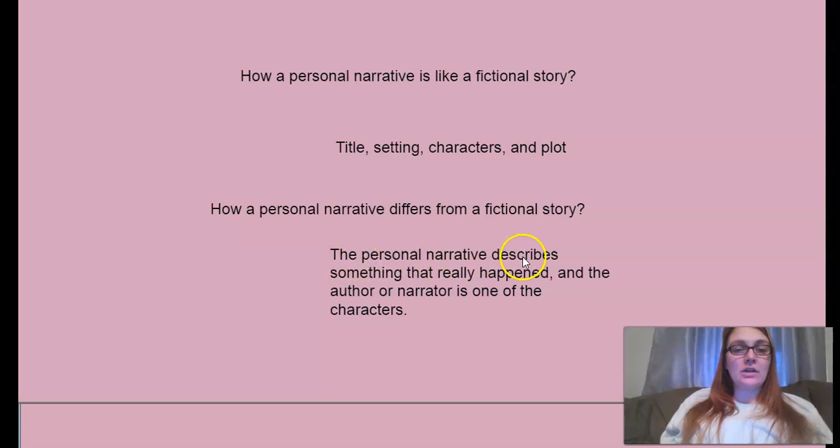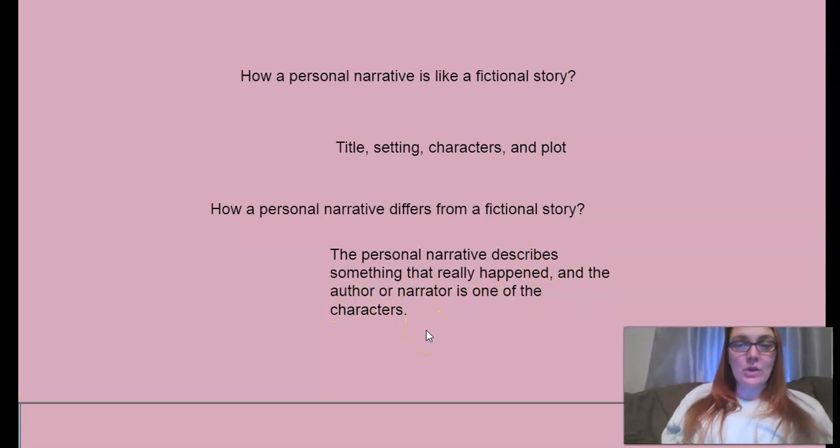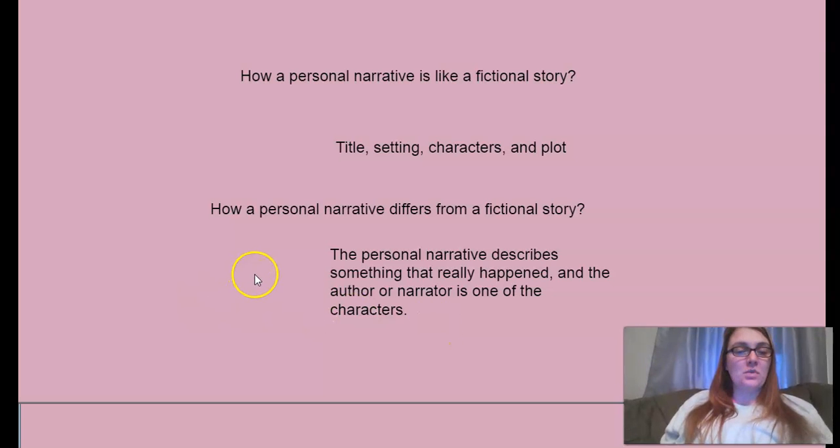Okay, the personal narrative describes something that really happened, whereas a fictional story is made up. And the author or narrator is one of the characters. So if I was telling you a personal narrative, I'd be saying I, and I would be one of the characters. I would be the narrator, the author, and also one of the characters.